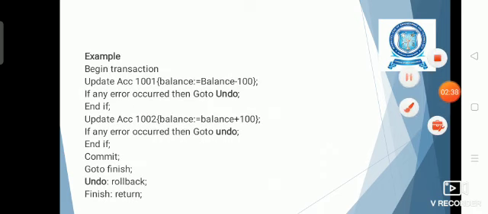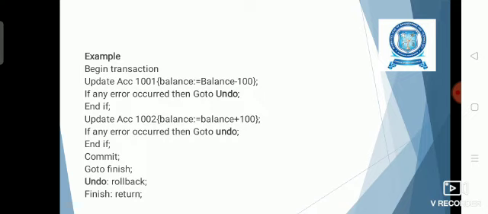Next, let us see one example. A transaction starts with begin transaction, and it accesses the account with account number 1001 and updates the account balance. For example, it deducts 100 rupees from the previous balance and updates the balance. After that, error checking is done. If any error occurs due to any kind of failure, the control goes to the undo loop, where the rollback operation is performed on the transaction.